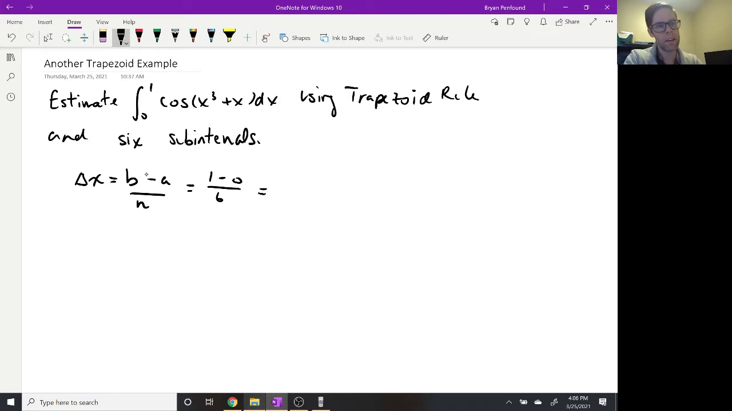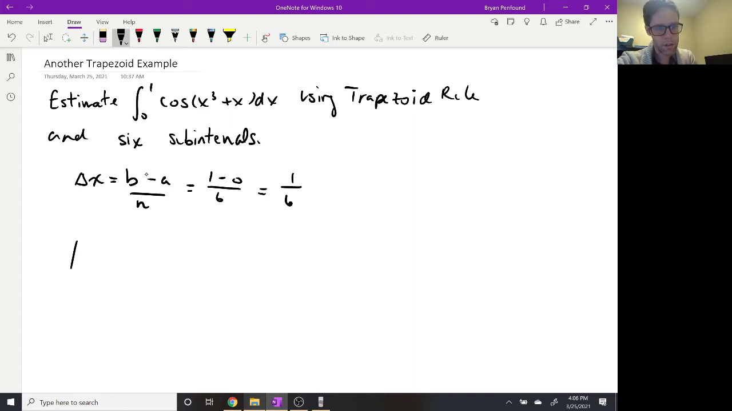And, ooh, that's not going to be a fun decimal number, is it? 1 over 6 is about 0.17 or so. So this could be a little bit painful. Let's stick with fractions in this case, mostly because it's a repeating decimal number, so I want to be careful not to round too much as I'm going through the process. I know the trapezoid rule is a little bit fussier when it comes to the approximation. So there's our delta x.